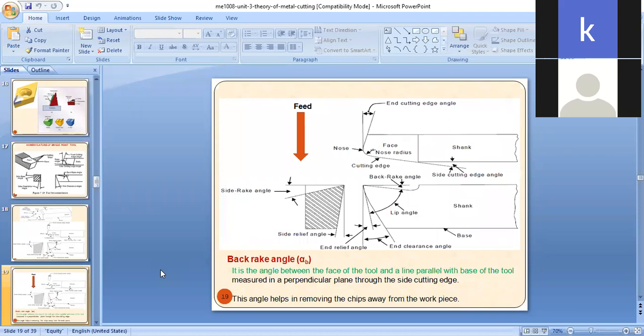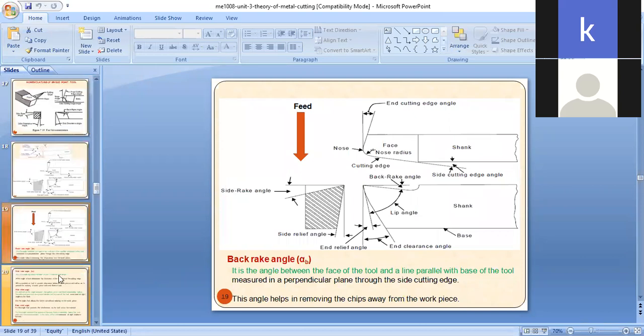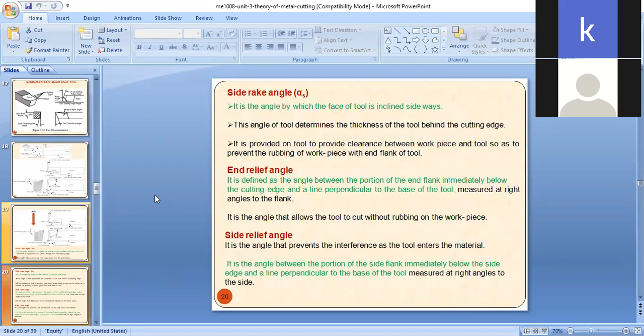Okay. So back rake angle we have seen: the angle between the face of the tool and the line parallel with the base of the tool. Already this we have discussed, and this angle helps to remove the chips away from the workpiece. Side rake angle is denoted by alpha s. This is the angle by which the face of the tool is inclined sidewards. So we will try to provide the clearance as well as the side rake angle between the workpiece and tool, to prevent the rubbing of workpiece with the end flank of the tool.